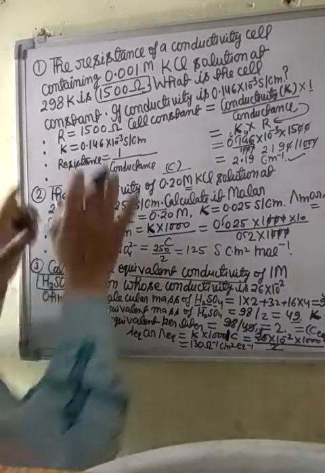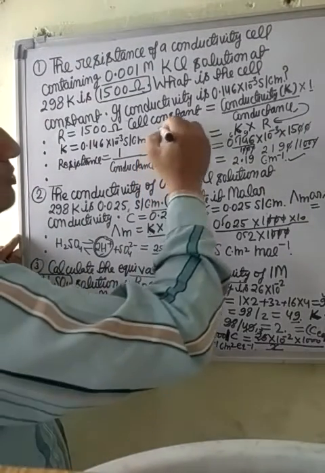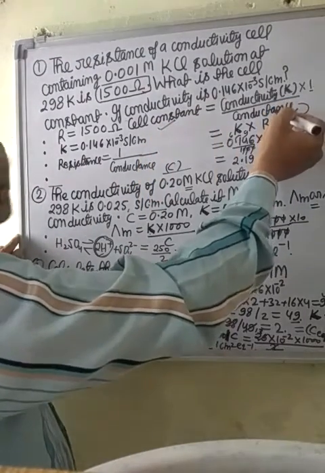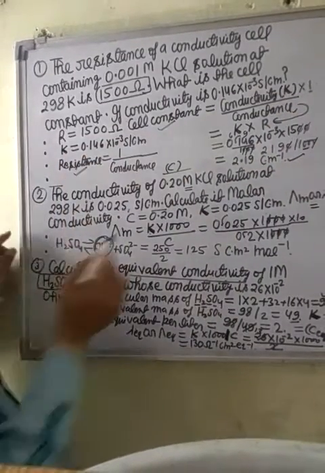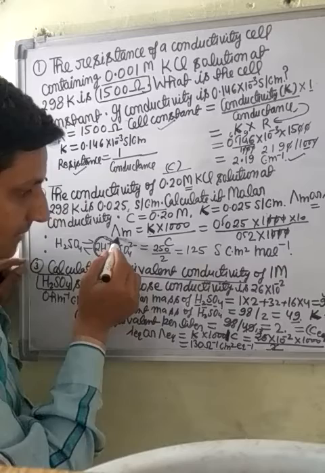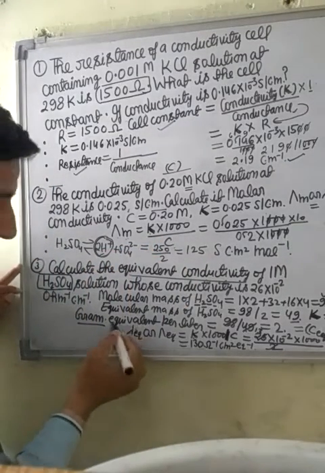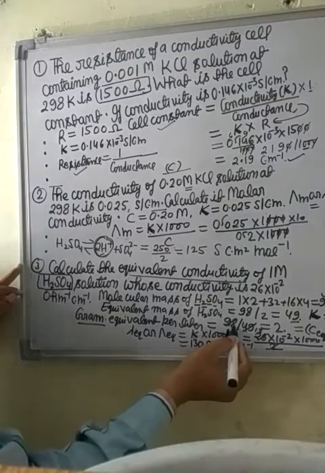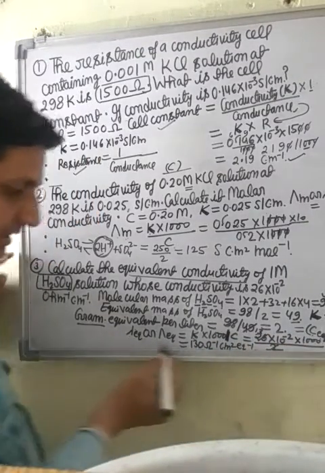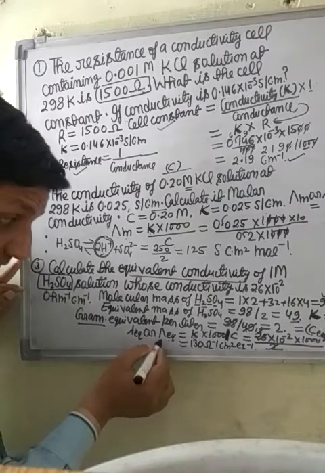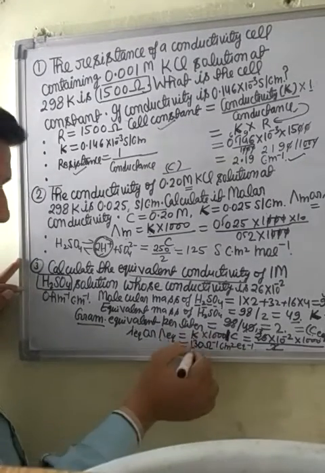Okay students, so in this topic you have to learn only 3 formulas. First formula, cell constant is equal to conductivity upon conductance, and 1 upon conductance is equal to resistance. Next, molar conductivity, lambda m is equal to kappa into 1000 upon C. And third formula is gram equivalent per liter is equal to molecular mass upon equivalent mass. We get equivalent concentration, and lambda equivalent is equal to kappa into 1000 upon C. Put the value, solve it, get it.